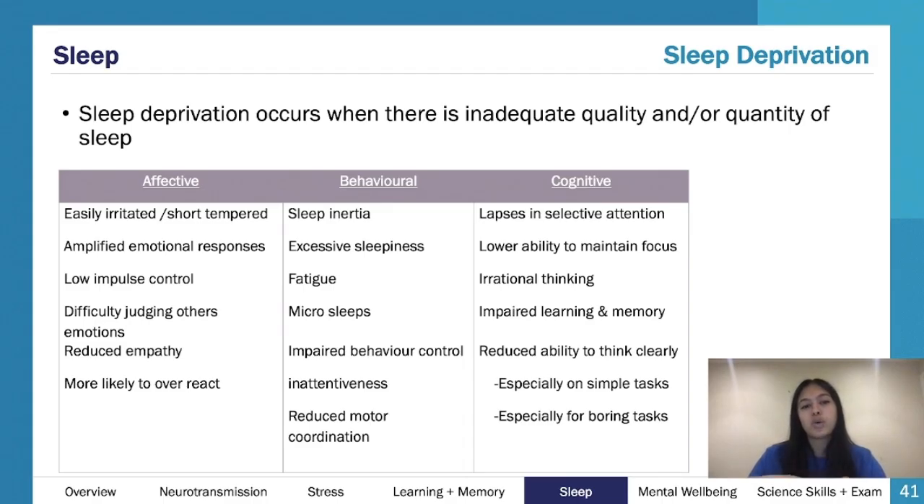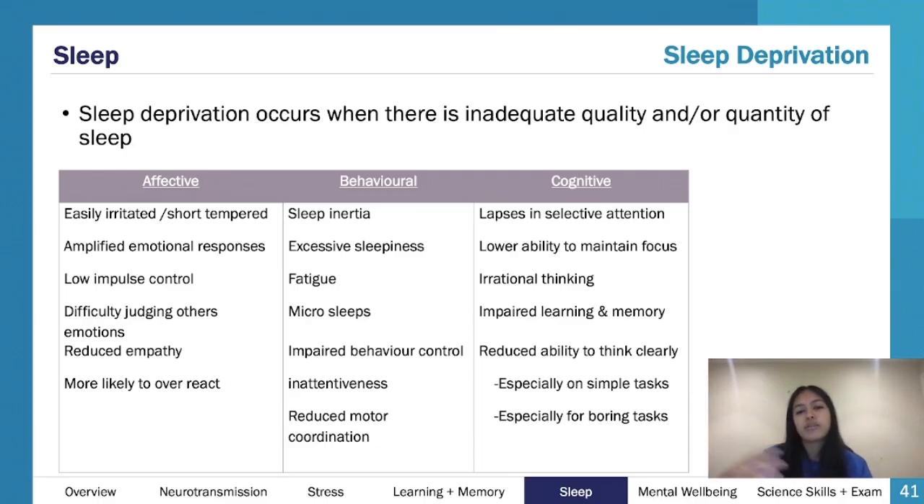Behavioral, think about your microsleeps. You've got reduced motor coordination. So yeah, your hand-eye coordination, that sort of thing. Your reaction time is slowed. Those are things that I tend to write.